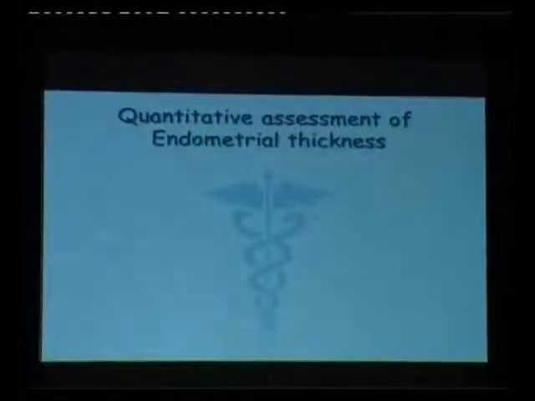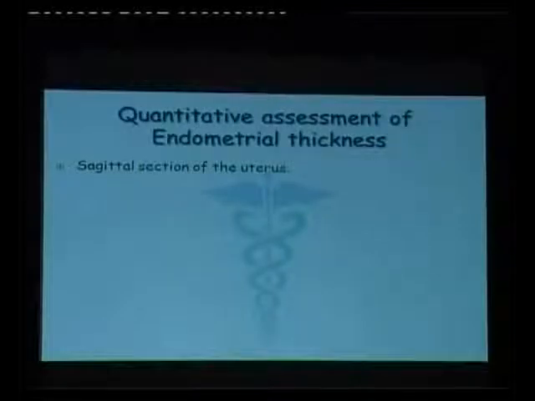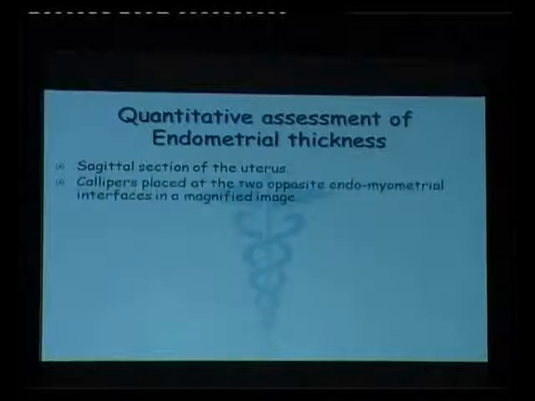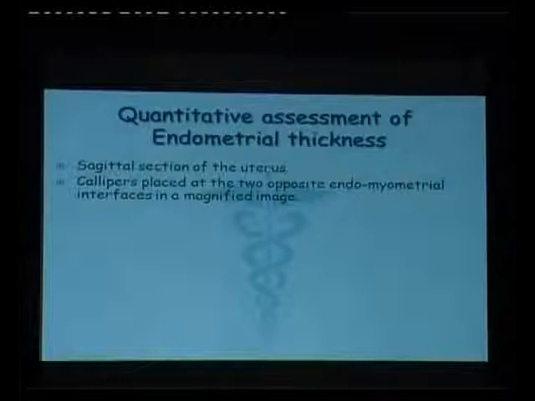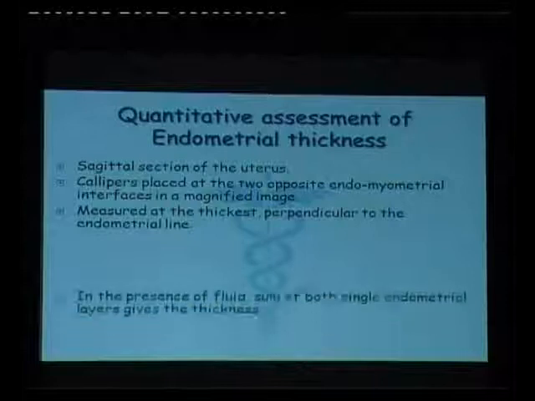So keeping this in mind, let us start evaluating the endometrium by evaluating the thickness, or the quantitative assessment of the endometrium. For that, the most important thing is a transvaginal sagittal section of the uterus. Quite often you need to magnify the image in order to evaluate the endomyometrial junction very clearly. You put the calipers on either side of the midline on the magnified image and measure the thickest part of the endometrium perpendicular to the endometrial line.